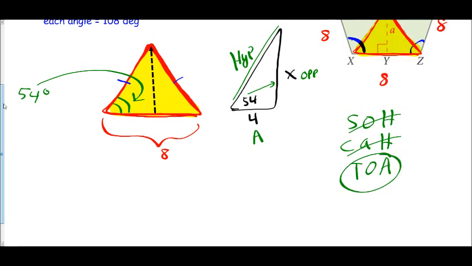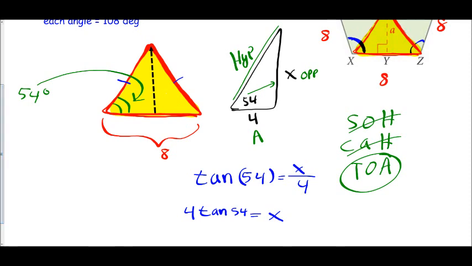So we're going to use tangent of 54 is equal to opposite, which is x, over adjacent, which is 4. If we want to get x alone, we can multiply both sides by 4. So x equals 4 tangent of 54. That's the x, the height of this triangle.